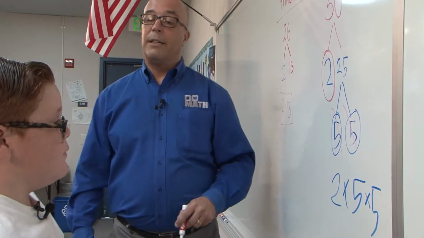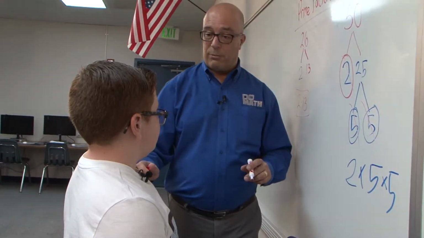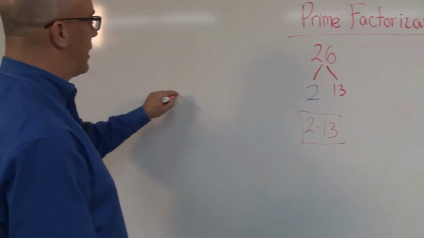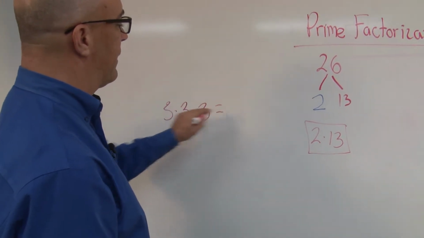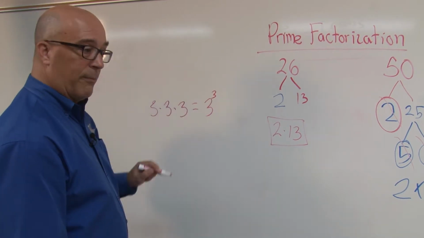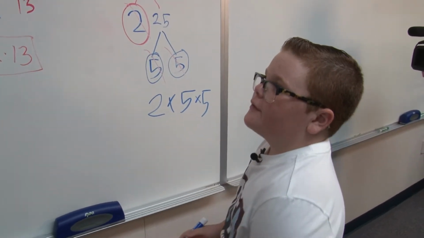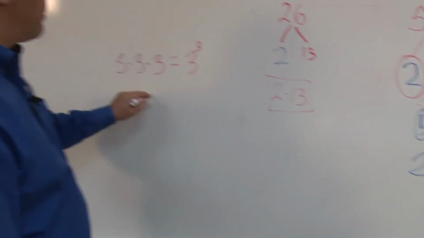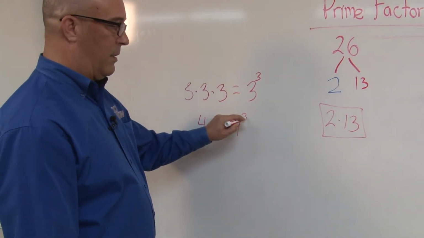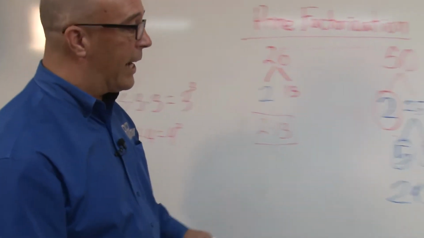But now we're going to go a step further. We're going to put this in exponential form. So if I said 3 times 3 times 3, that's the same as 3 to the third power. Does that make sense? Have you ever seen exponents before? Yeah, we've been learning about that. Perfect time, right? If I did 4 times 4, that would be 4 to the second power, right? So how can we write this?